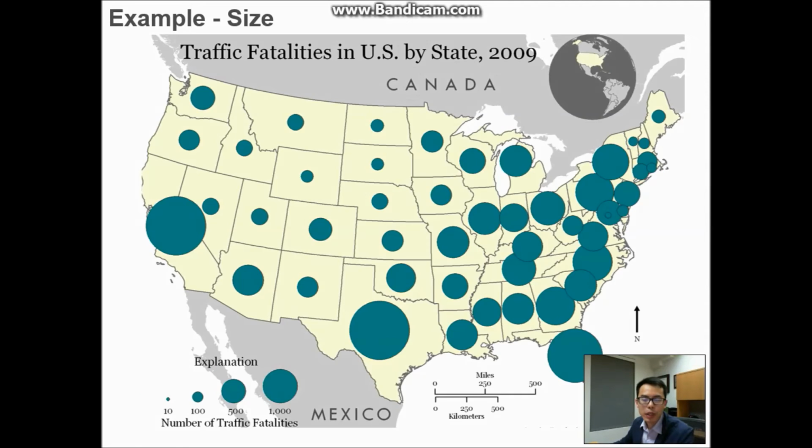The second would be size. If you think about the traffic fatalities in the US by state, the more fatalities, the bigger the size of the circle. And this can also be applied to earthquakes in terms of the numbers or intensity of the earthquakes.